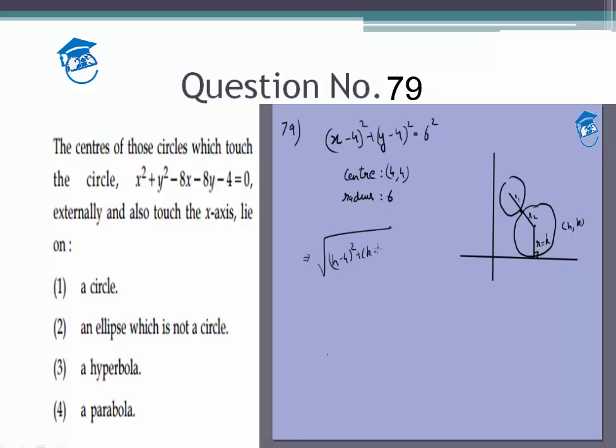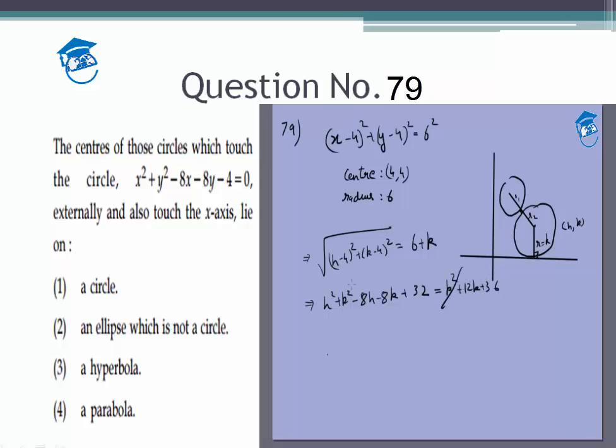plus (k minus 4) whole squared is equal to 6 plus k, which gives me h squared plus k squared minus 8h minus 8k plus 32 is equal to (6 plus k) whole squared, k squared plus 12k plus 36.